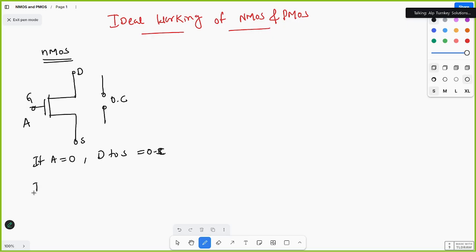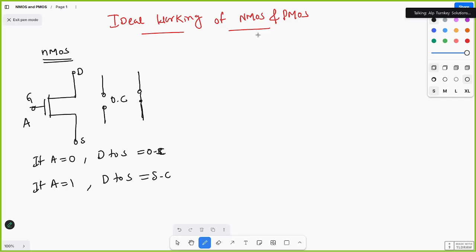If A equal to 1, drain to source will act as a short circuit. So the transistor is acting as a switch. When you give 0, it acts as an off switch. When you give 1, it acts as an on switch. So these are the ideal working of NMOS and PMOS.